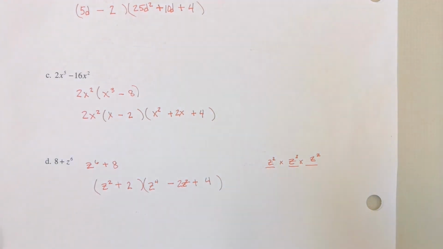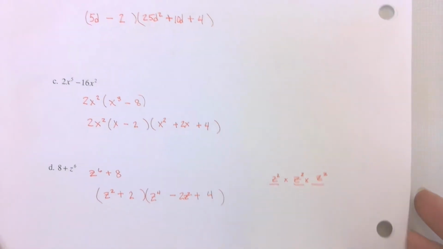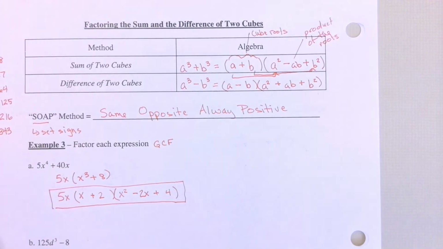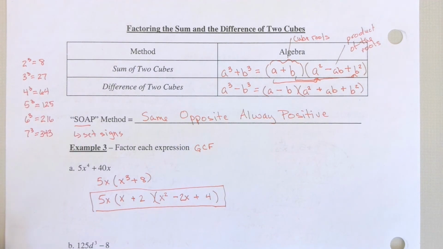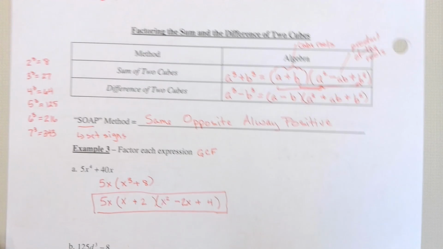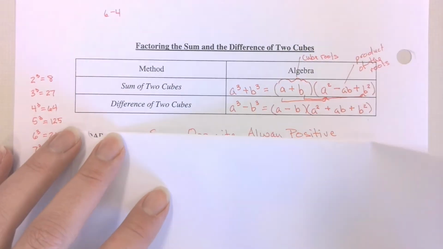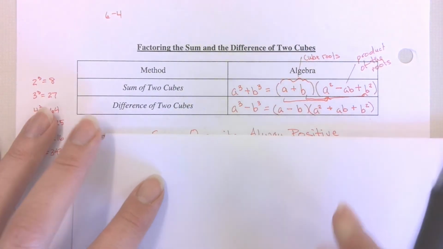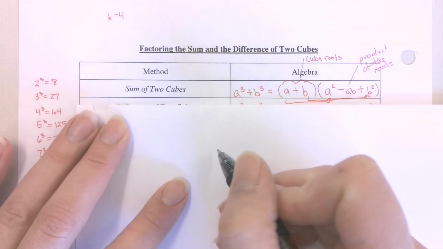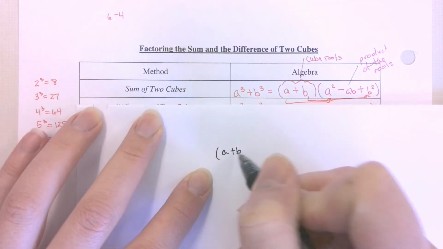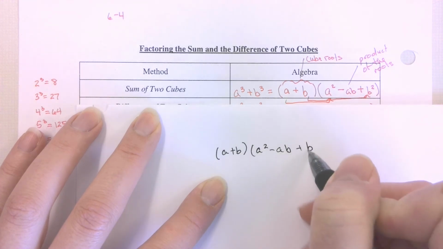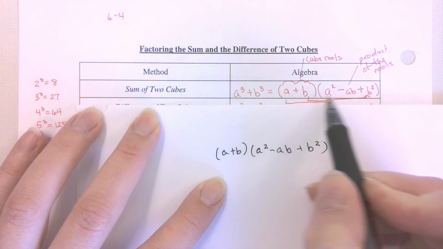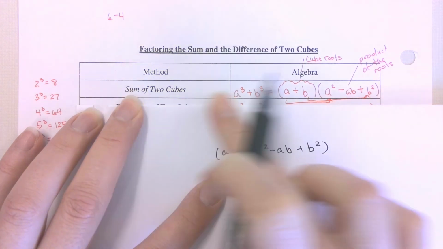Now that we've finished this last example, I just want to take a minute and show you we're using a shortcut to factor cubics, the sum and difference of cubes. But I do want to take a minute and show you that it does work. So if I take my sum of cubes and I take the factored form a plus b times a squared minus ab plus b squared. So this is the factored form of a sum of 2 cubes.